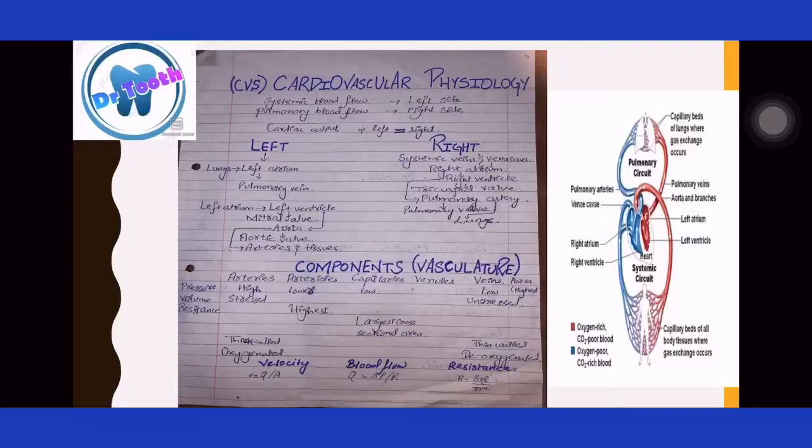Next we have blood flow, and formula is Q equals P over R. Q stands for flow or cardiac output, P stands for pressure gradient, and R stands for resistance or total peripheral resistance.